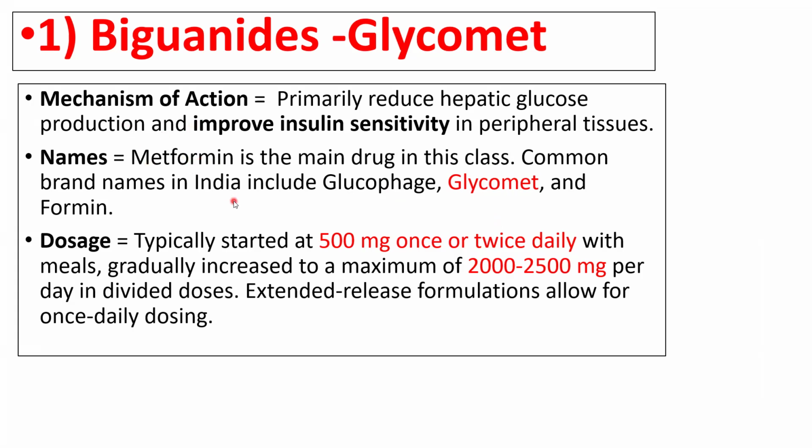Nowadays, there are some shops which are giving generic medicines. There you should write metformin. And what is the dose? For example, it starts at 500 milligram once or twice daily with meals, during lunch, during dinner. And gradually, for example, one tablet OD, then one tablet BD, one tablet TDS. Gradually, you can increase the dose, maximum 2000 to 2500 milligram.